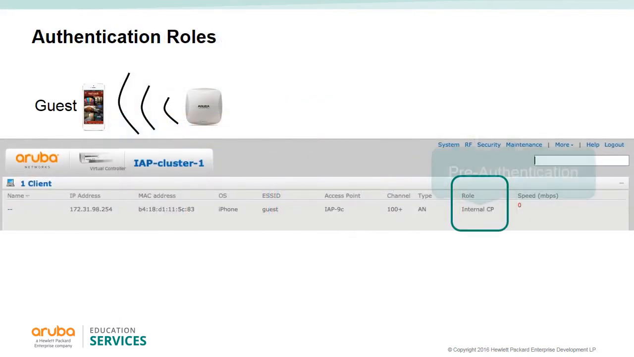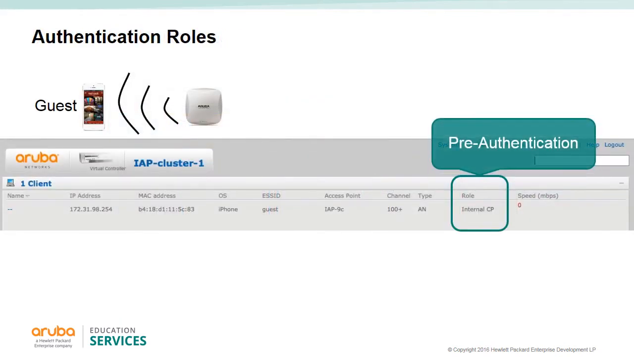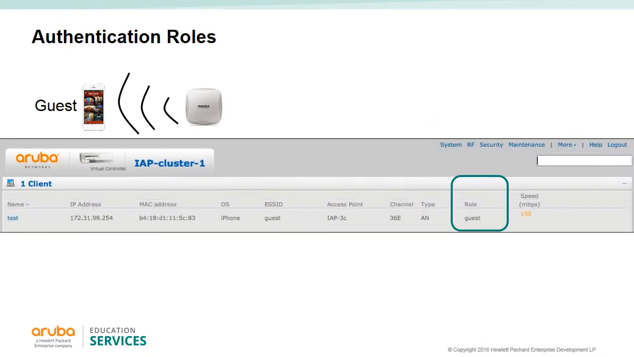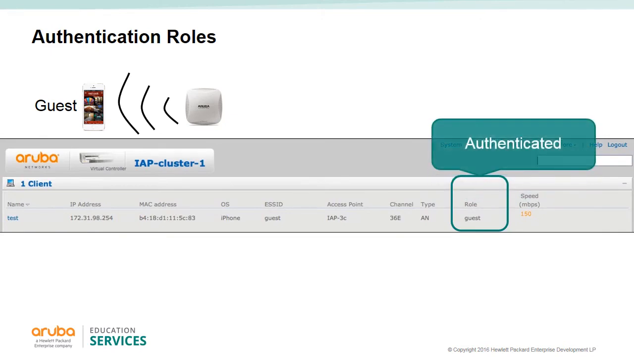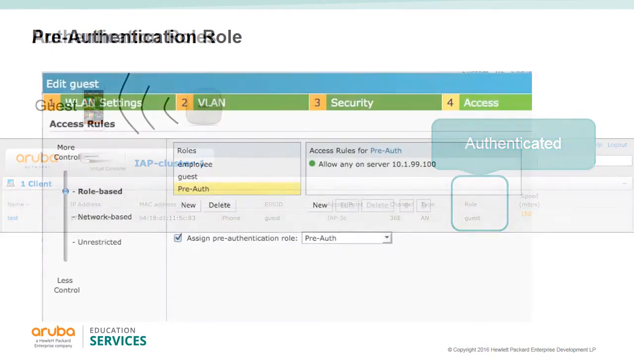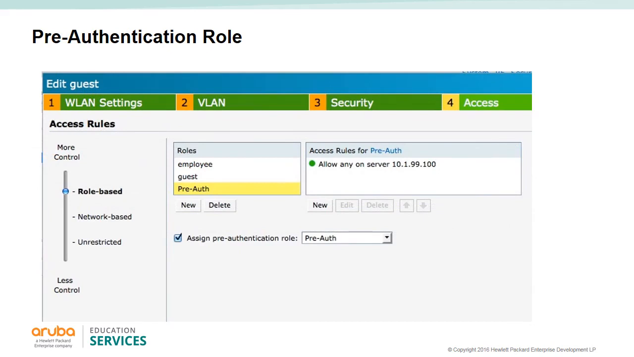When a user associates to the guest SSID, the user is placed on an internal CP role. Once the user has successfully authenticated, the user is placed in the guest role. If the default role is set to guest and no pre-authentication is set, the guest role will automatically be converted to a network-based role. If pre-authentication is set, then once a user or device associates, they are assigned a pre-auth role. The guest role is assigned only after authentication is approved.